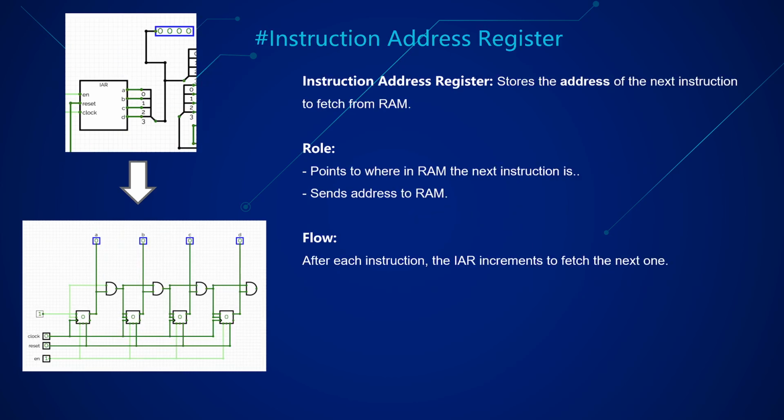Next is the instruction address register. It stores the address of the next instruction to fetch from RAM. The role is to point to where in the RAM the next instruction is and send the address to the RAM. After each instruction, the instruction address register increments by 1 in order to fetch the next address inside the RAM.